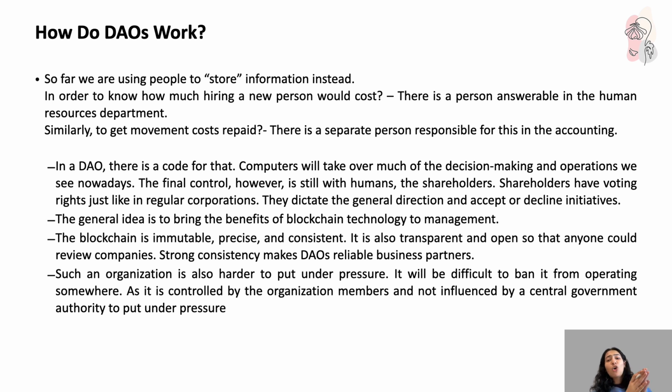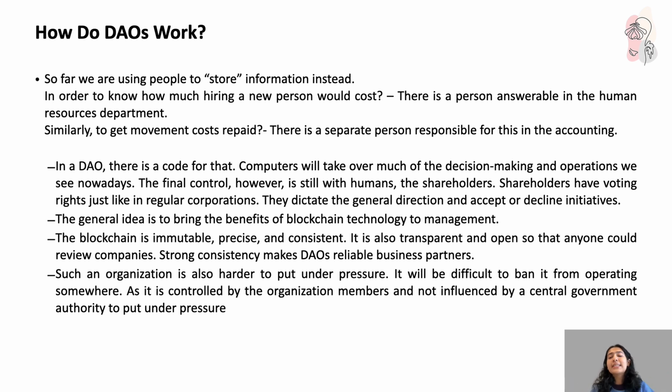But despite all of this, the final control still remains with whom? It still remains with the people, the shareholders that we call in a DAO the governance token holders. The main share is actually with them. And that is the same as in traditional organizations, right? Traditional corporations have voting rights, and that is what happens here. Shareholders, the token holders, still have those voting rights. So the general idea is just to bring the benefits of blockchain technology to management.